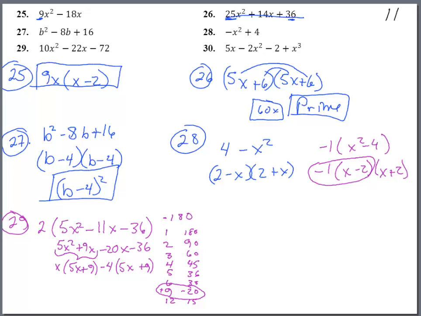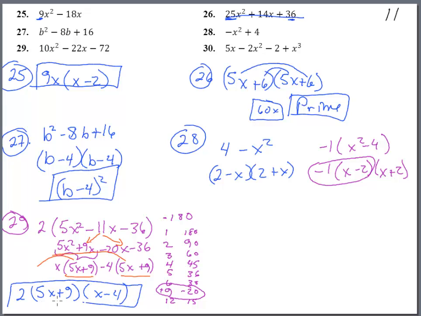Oh, look at that. Look at that, 5x plus 9 and that 5x plus 9 right there. See, once we find these two, we break this up, and then we have 4 terms, so we're using grouping. So now we pull this 5x plus 9 out of the whole thing, and we are left with 5x plus 9 times x minus 4. Now that's the factoring of this thing. Note that there is still a 2 sitting right out there waiting for us. And that's the answer to number 29.